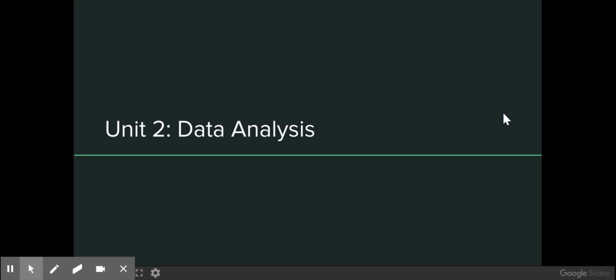Our next unit is going to be data analysis. So from here, you should have a calculator when you come to class, and we'll talk more about everything involving numbers, units, and everything in between for Chapter 2.